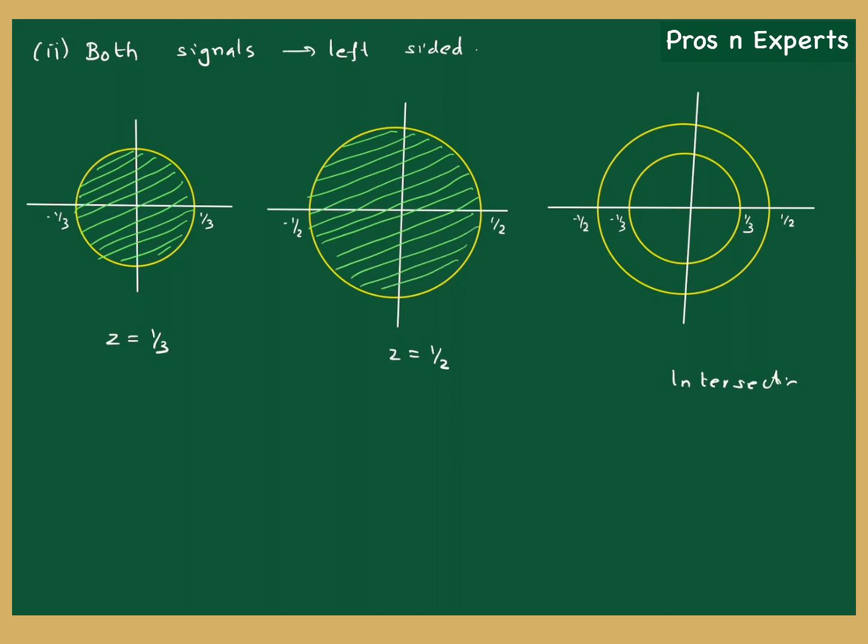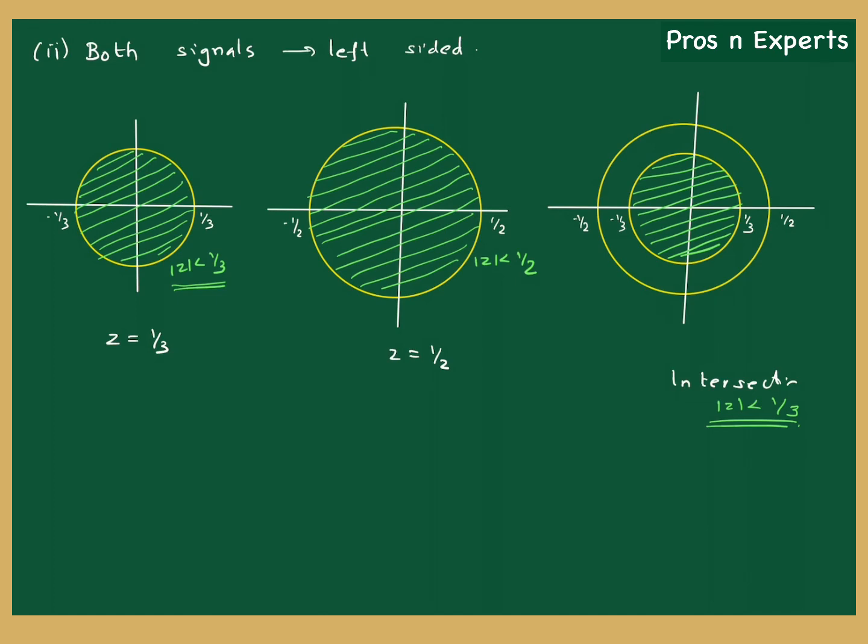Now you have to think about what the intersection of these two ROCs will be. The intersection will be this ROC itself, right? This ROC I can write as mod z less than 1 by 3, and this is mod z less than 1 by 2. So the intersection will be mod z less than 1 by 3 itself. So I can express it like this. So this is mod z less than 1 by 3.